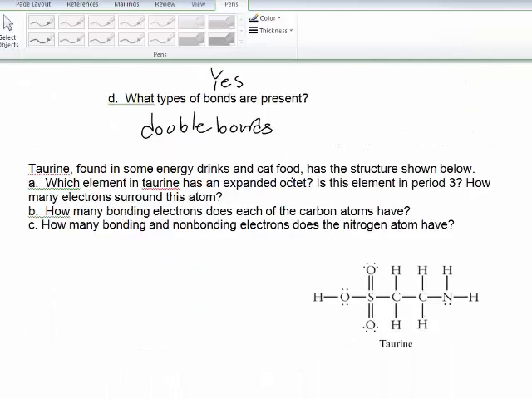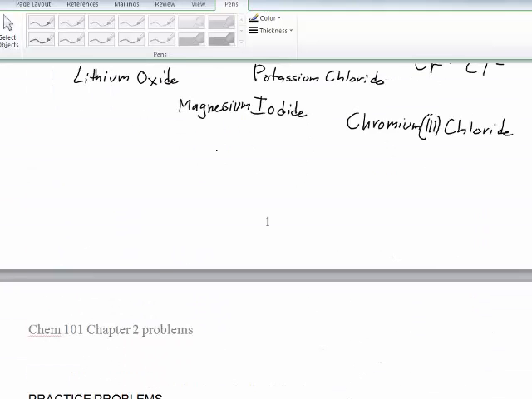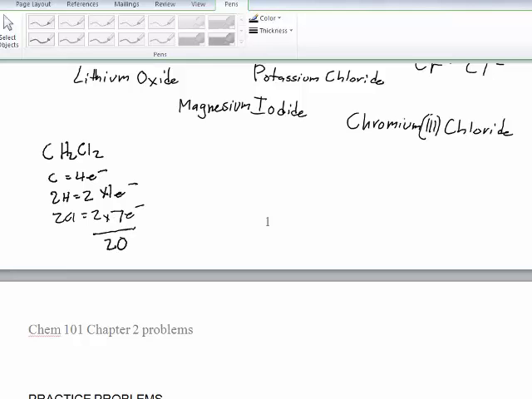Let me just find some paper here where I can write on it. So CH2Cl2. So the carbon is 4 electrons, 2 hydrogens, 2 times 1 electron, 2 chlorines, 2 times 7 electrons. Let's add those up. 4 plus 2 is 6. 2 times 7 is 14. 6 plus 14 is 20.